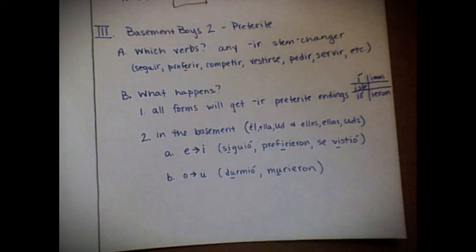If it's a verb like dormir or morir, and there is no E to change to an I, then what I'm going to do is change the O to a U. So I slept is dormí. The O stays because it's not in the basement. However, if it's he sleeps, I change the O to a U, so it's durmió. They slept, durmieron.